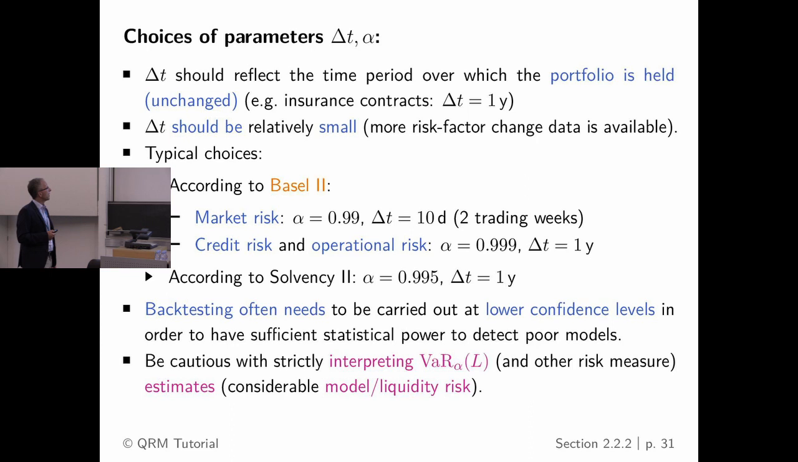Alpha depends on the application. In market risk, alpha is 99%, with 10 days, 2 trading weeks. For credit and operational risk, you go further out on the tail, and at the same time you're looking at a time horizon of 1 year. So these two become very challenging statistical problems.